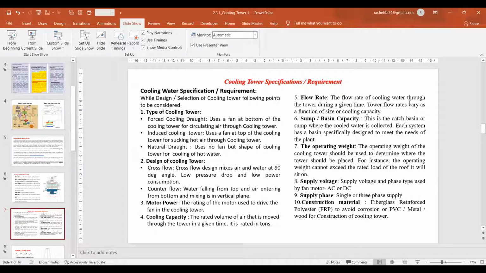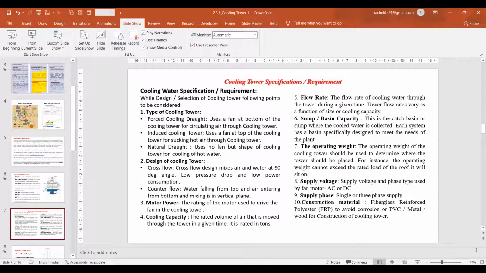Flow rate is the cooling water flowing through the tower during a given time. So I took 27,000 meter cube per hour for a 210 megawatt plant and 33,000 meter cube per hour for a 250 megawatt plant.